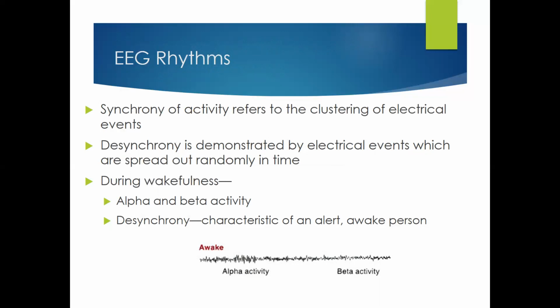If a person is awake and alert, we'll see mostly beta waves. We'll see some alpha activity. And we'll see desynchrony, which is essentially a lot of different brain waves going around. There's a lot of electricity going on in the brain, and the brain is active throughout.